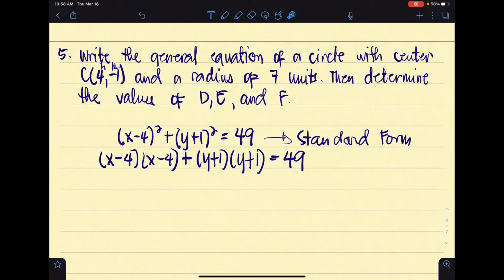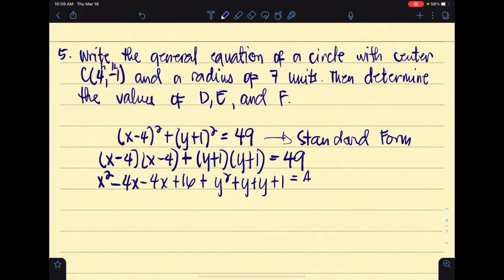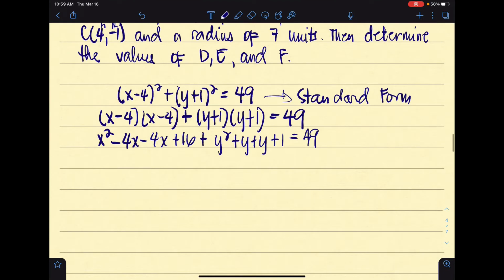So in this case, we will have x squared minus 4x minus 4x, then plus 16. And in this side, we have y squared plus y plus y, then plus 1 equals 49. Okay, and then combine similar terms. We have x squared minus 8x plus 16 plus y squared plus 2y plus 1.